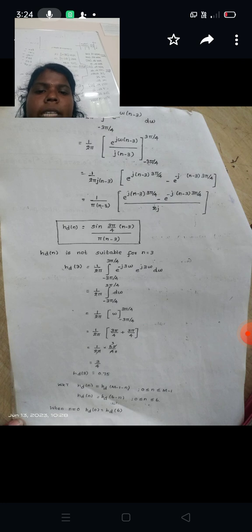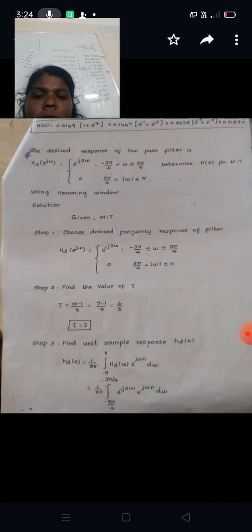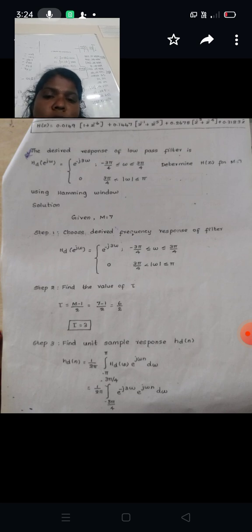Therefore, HD of 3 equal to, from HD of n, 1 by 2 pi integral from minus pi to pi HD of omega e power j omega n d omega. Here in n we have to substitute the value n equal to 3.